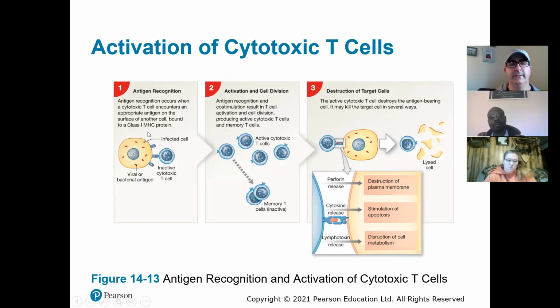Right? And so here you can see what you have is some sort of virus, which has an antigen on the outside of it. An inactive cytotoxic T cell might recognize that antigen and clone itself. And when it clones itself, it produces more cytotoxic T cells and more memory cells, right? And it can go out and actually destroy any cells that have that antigen through these different means.